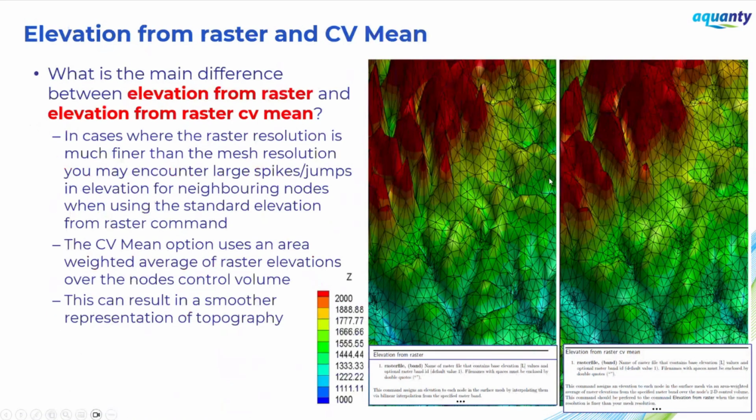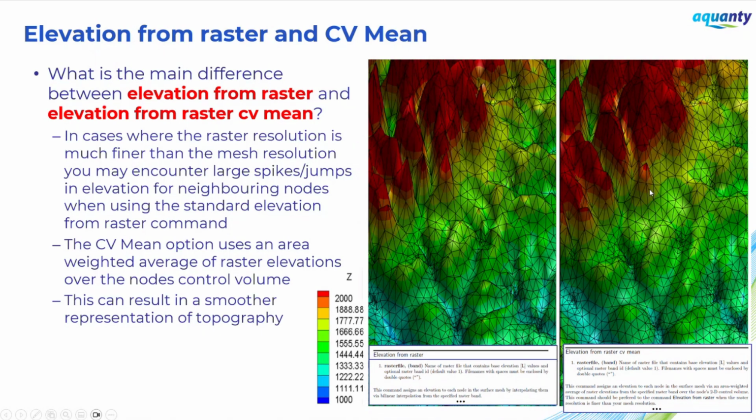The last thing I'll point out here as well is that we have the command elevation from raster described in the tutorial model, but there's also a command called elevation from raster CV mean, where instead of just sampling the raster file directly and applying the elevation of an individual node based on the grid cell of the raster that it lands in, the CV mean option uses an area weighted average of raster elevations over the nodal control volume itself.